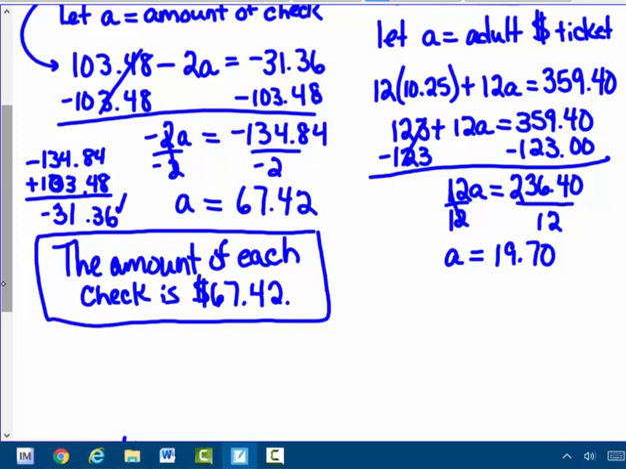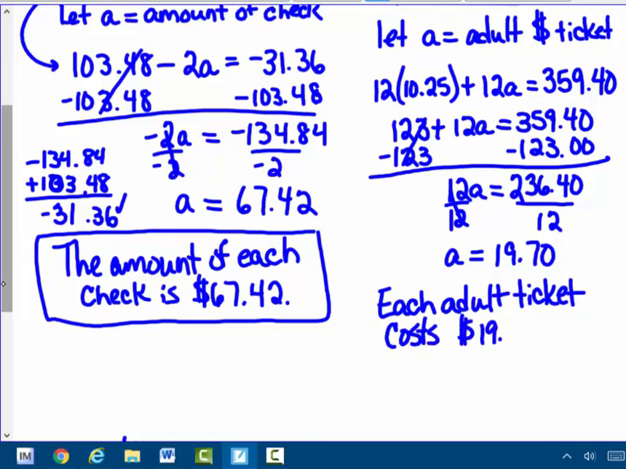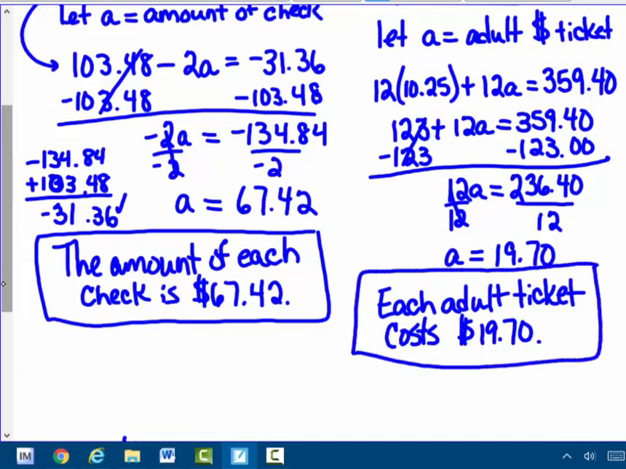So 12 times $19.70 is $236.40. Did it on a calculator. And 12 times $10.25 is $123. And when you add those together, you do get $359.40. So I check this on a calculator, always check. And then sabling this, each adult ticket costs $19.70. Or the cost of each adult ticket was $19.70. And that's it for today's video.